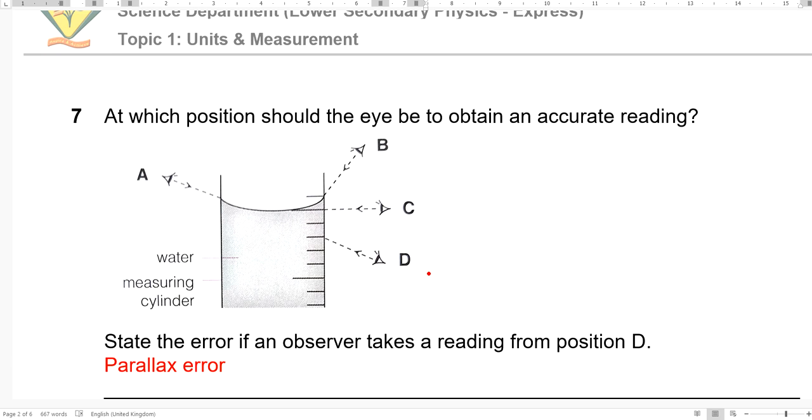Parallax error. Now, very unfortunate. Your seniors, they knew that this is parallax error, but I marked them all wrong. Why? Because they don't know how to spell. Do you know how to spell? Know how to spell? Go and practice spelling. Make sure you get the spelling correct. How many L? How many A? Okay. Make sure you get it right.